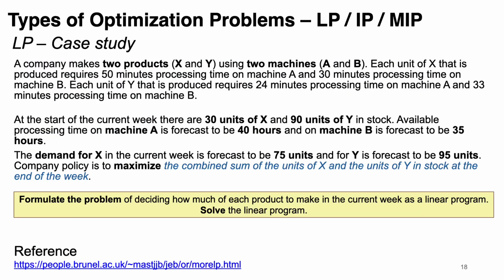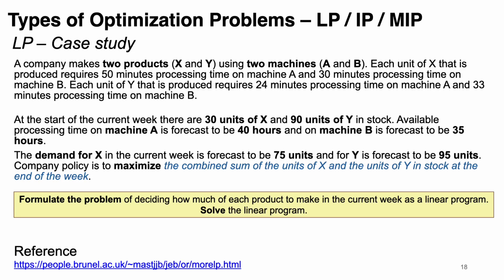To illustrate how linear programming works in practice, let's look at a classic production planning problem. Imagine you are running a factory that manufactures two different products, which we'll call product X and product Y. To make these products, you rely on two specific machines, machine A and machine B. Every unit you produce consumes a certain amount of time on these machines. Now, here is where the challenge begins.